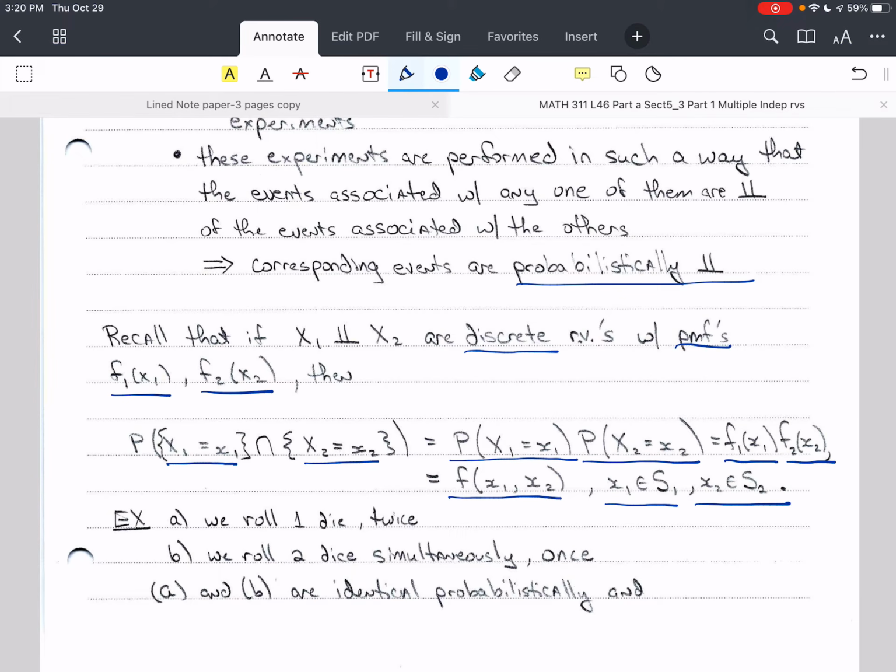So we can take a simple example here and talk about rolling one die 2 times. And then we can roll 2 dice simultaneously or once. Okay? So these are identical when it comes to probabilistically. Okay? So there's no difference. Because they're independent, the answers are going to be the same.